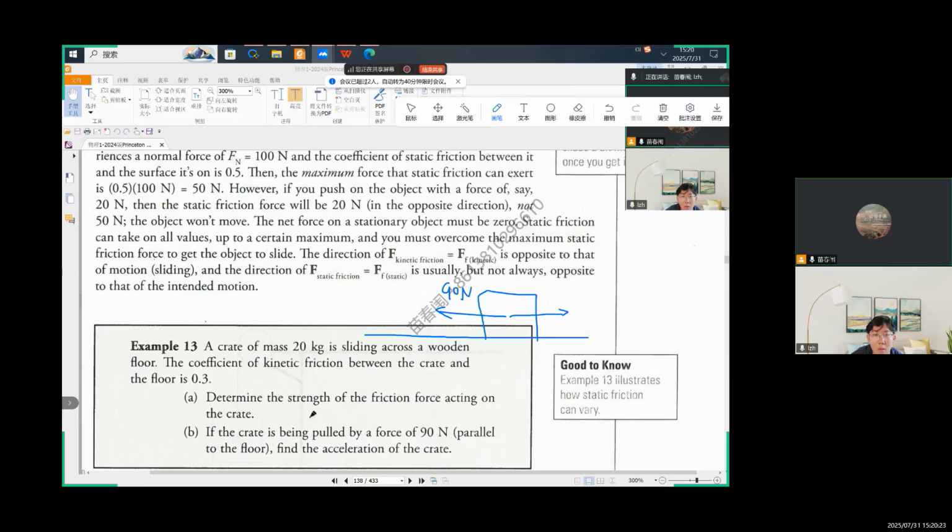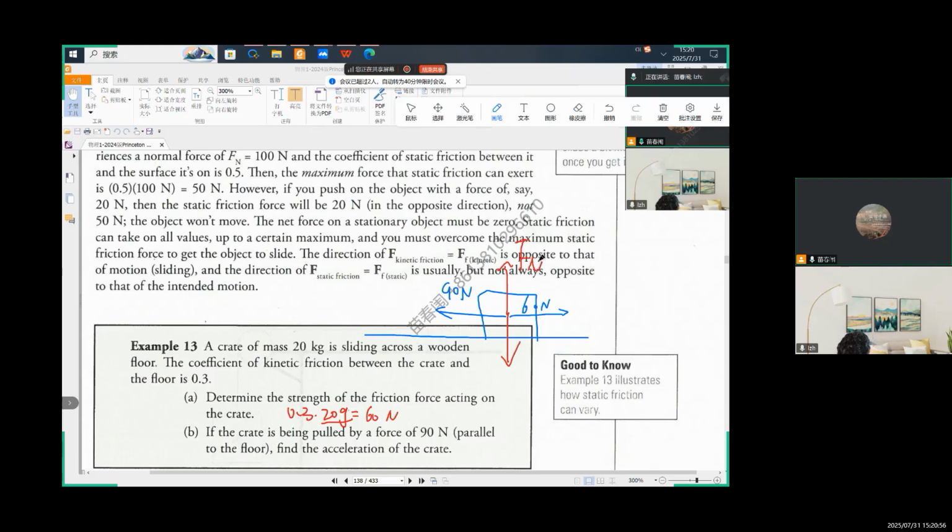So 0.3 times 20 times g. That's 200 times 0.3, which is 60 Newton. Why is it 200? It's 20 times 10. I mean, you can use 9.8. Does that make sense? Gravity balances with the normal force, right?